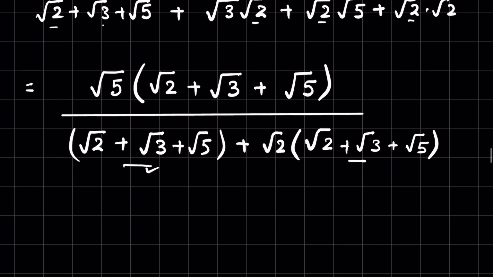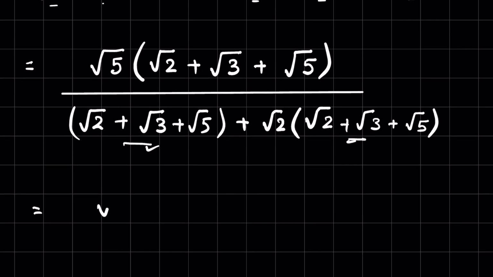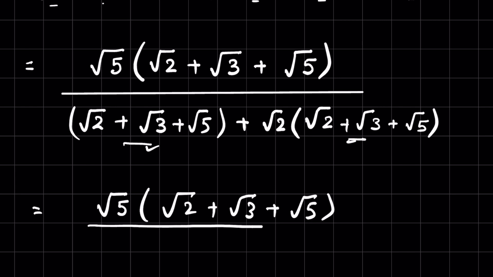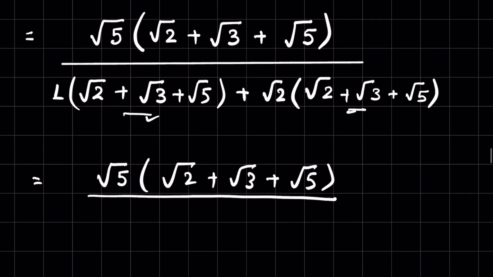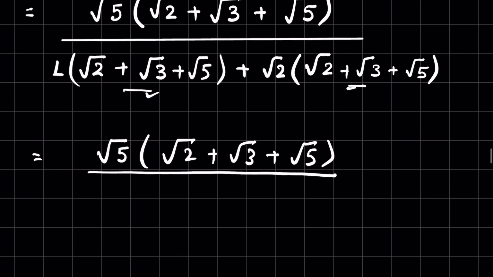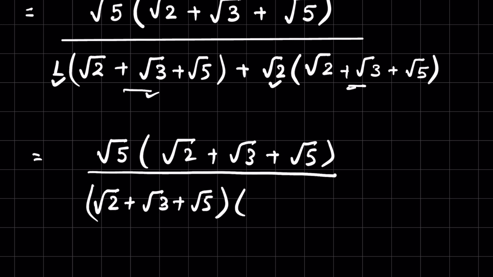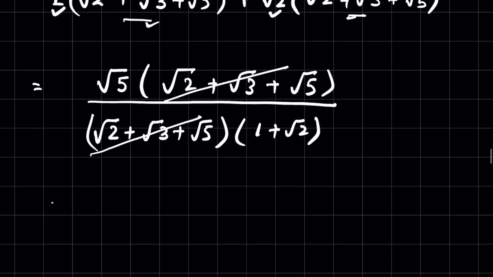Now we can take these two as common, so write square root of 5 times square root of 2 plus square root of 3 plus square root of 5, upon, we can write 1 here. So the first factor is square root of 2 plus square root of 3 plus square root of 5, and the second factor is 1 plus square root of 2. Now we can cancel this and this, both are the same. So now we have square root of 5 upon 1 plus square root of 2.